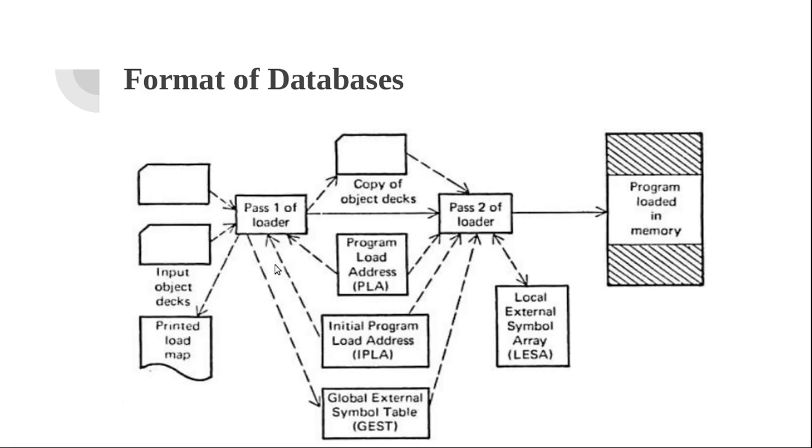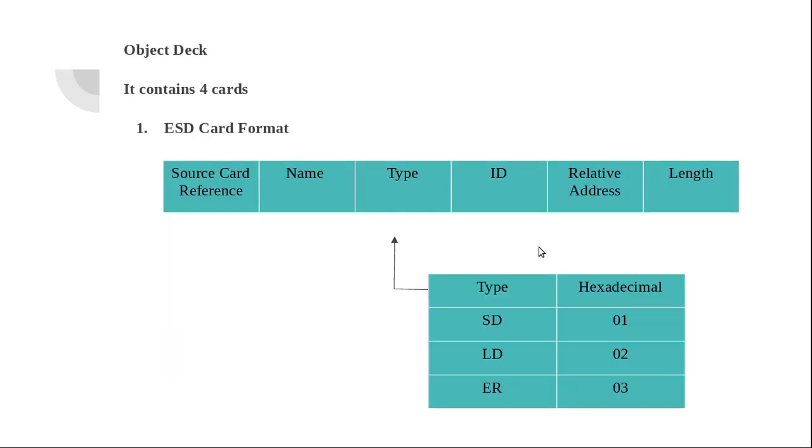Pass 1 assigns the locations for segments, and whatever external symbols are there in the segments will be stored into the global external symbol table along with their absolute address values. And pass 2 will load the program into the assigned locations and perform the relocation.